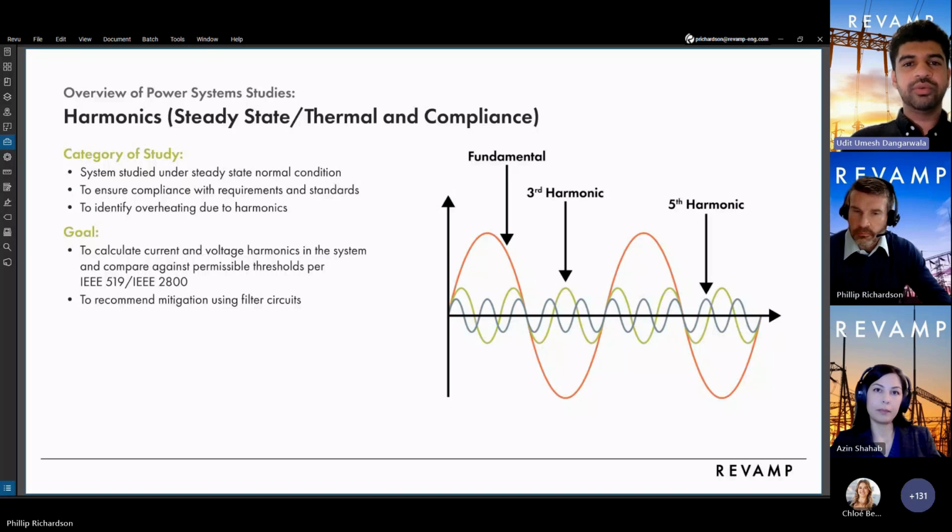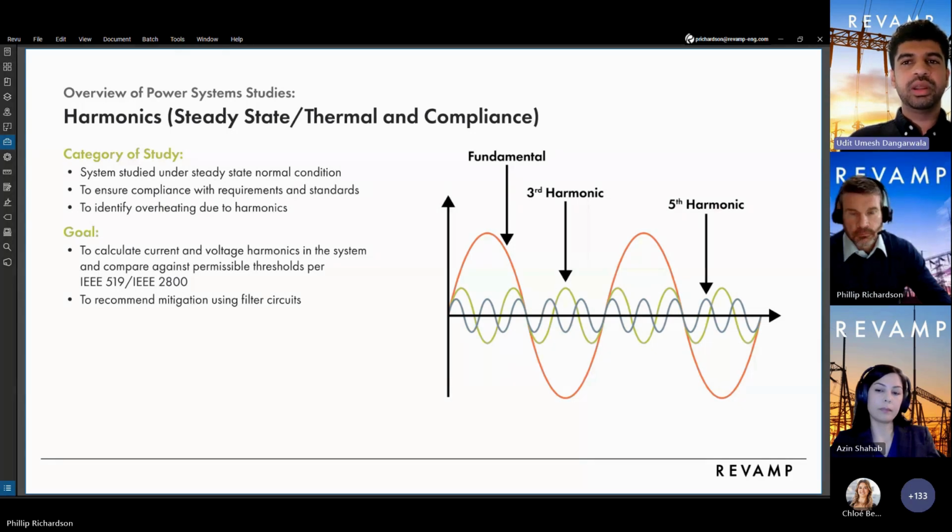The next study that we have for designing the substations is harmonics analysis. For this study also, the system is studied under steady state normal condition, and the study is performed to ensure compliance with the required standards. It is also studied to identify any overheating due to harmonic losses. The goal of the study is to calculate the voltage and current harmonics in the system and compare them against permissible thresholds provided in IEEE Standard 519 and IEEE Standard 2800 for inverter-based resources.